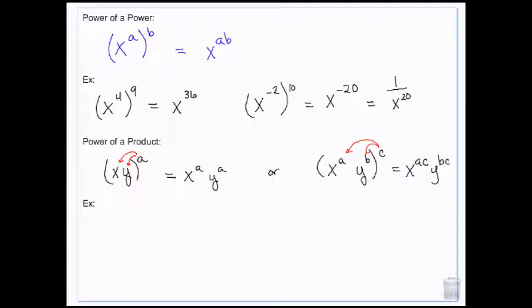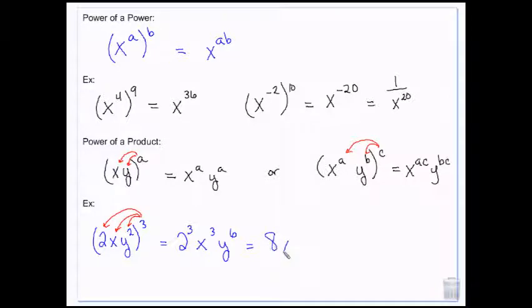So for example, if I had, let's just say, 2xy squared, and I bring that to a power of 3, I have to distribute this 3 to every term in that product. So this will become 2 to the 3rd, x to the 3rd, y to the 6th, because it's 3 times 2, and 2 to the 3rd is 8.